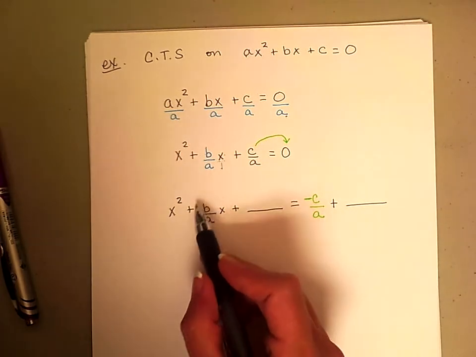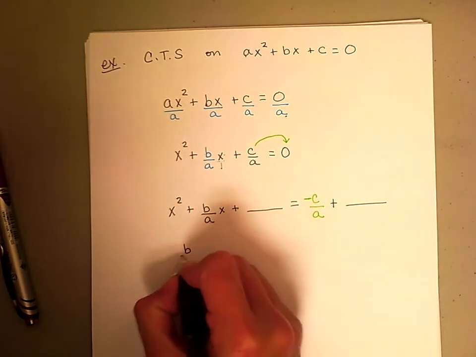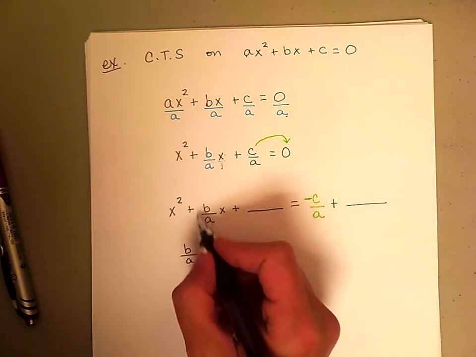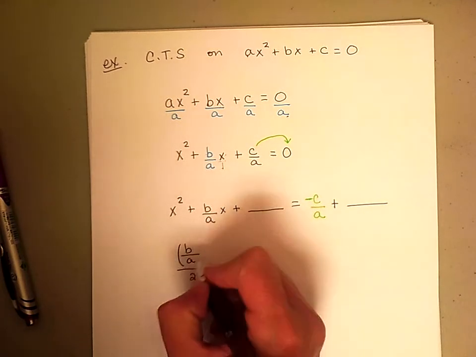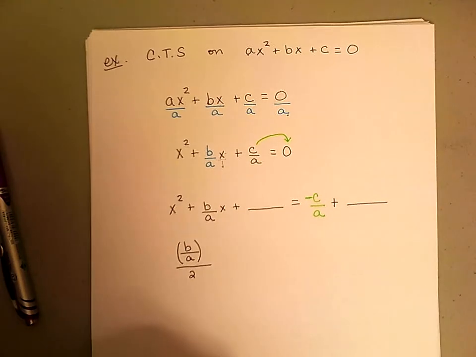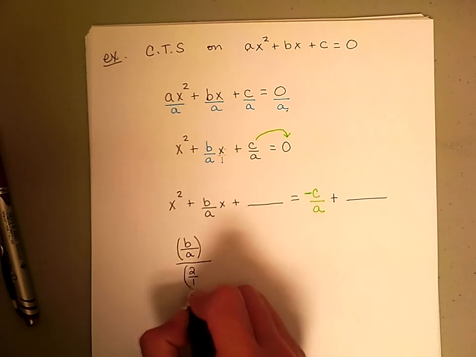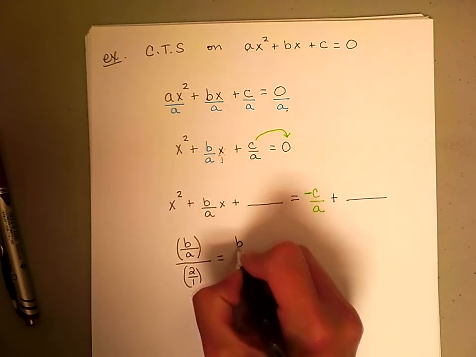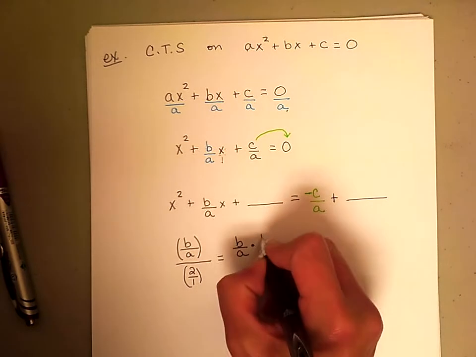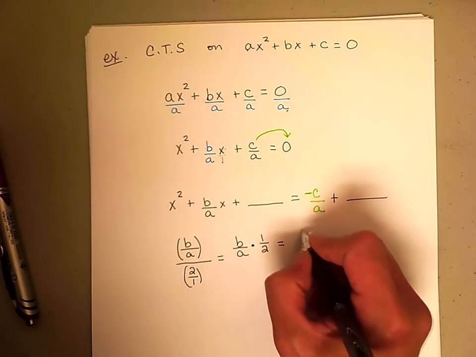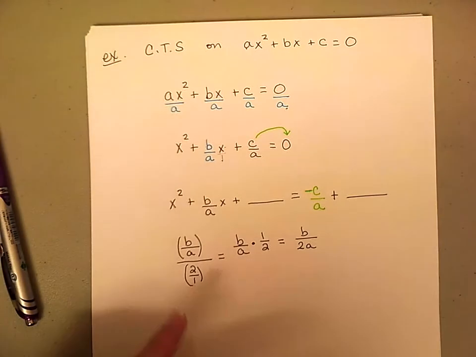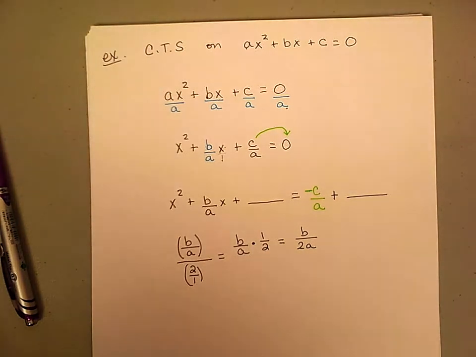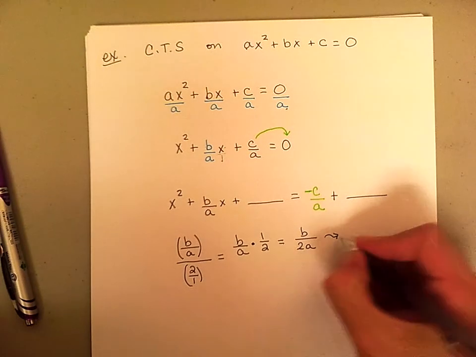So now I have a fraction for my b. That's all right. b, that is the coefficient on x. Okay. I need to divide that by 2. Okay. So I need to take this and divide by 2. Okay. But remember, dividing by 2 is the same thing as multiplying by a half. So what I'm adding here is b over 2a. Okay. That's the result of dividing b over a by 2. And then we need to square that.